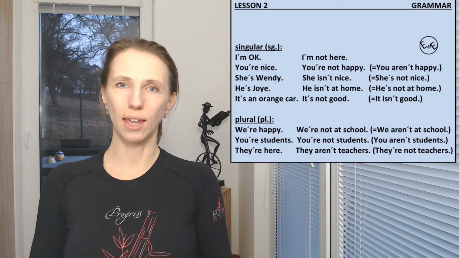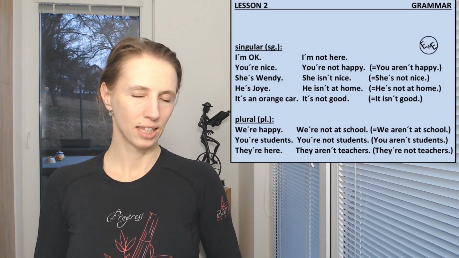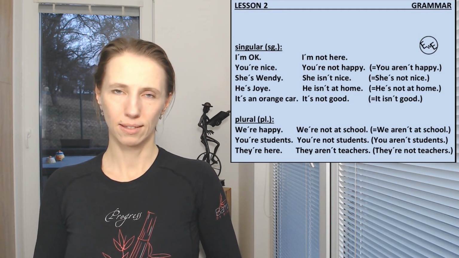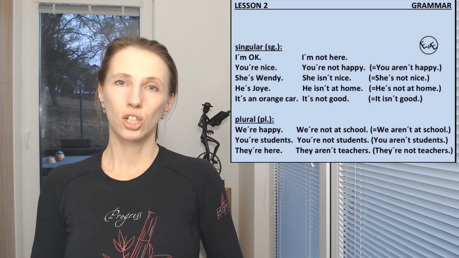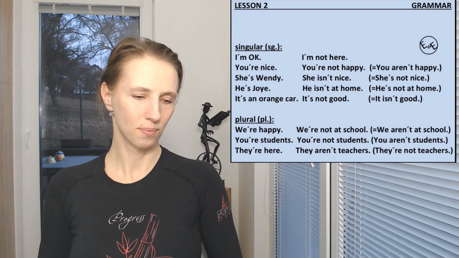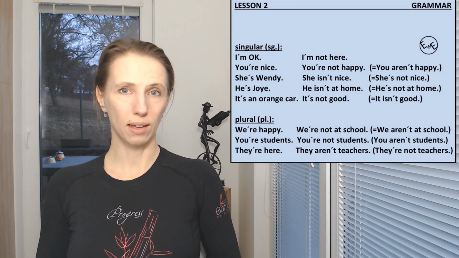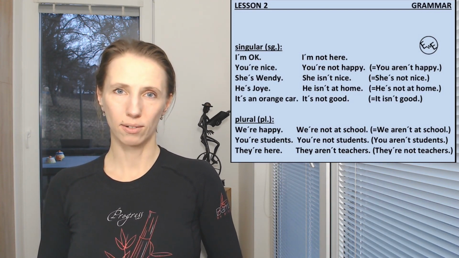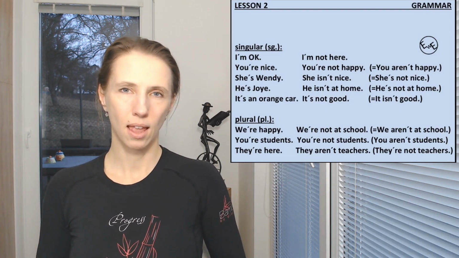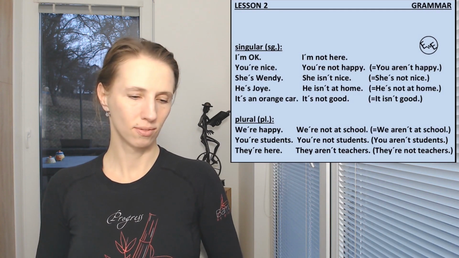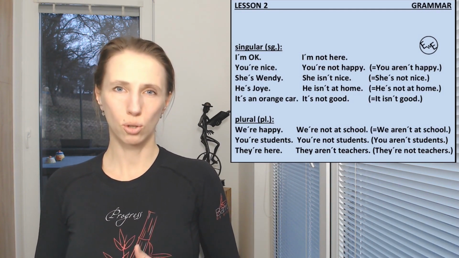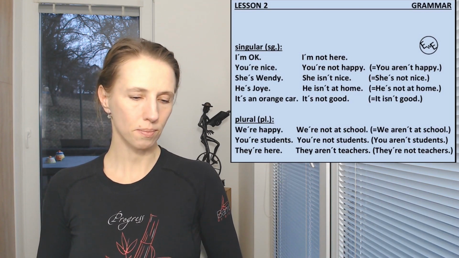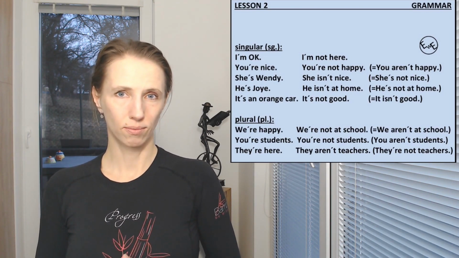Now we can train it together. Repeat after me. I'm okay. You're nice. She's Wendy. He's Joey. It's an orange car. We're happy. Are your students? They're here.